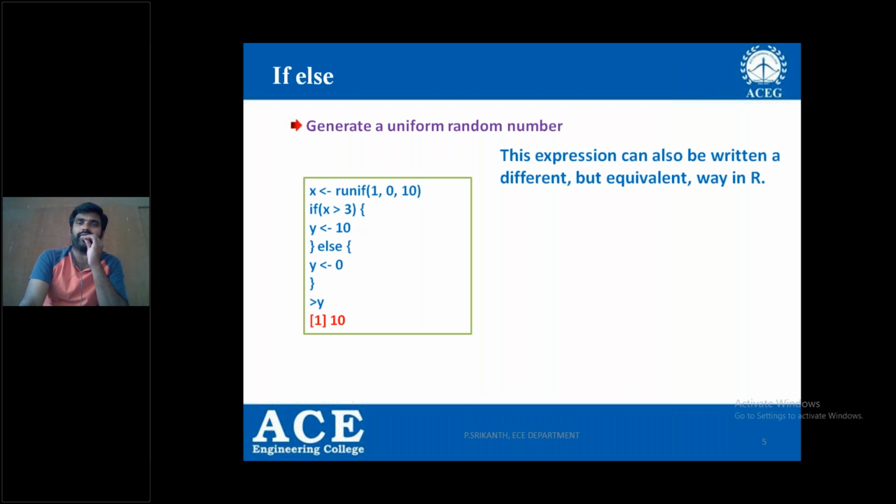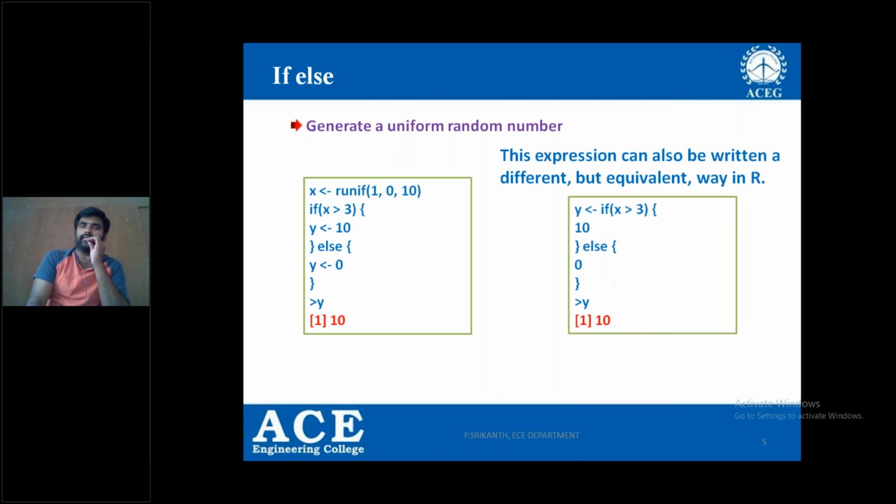The expression can also be written in a different way. Simple code. If y is assigned with what value, the condition is checked and it is assigned 10. If the condition is not satisfied, assign 0. That is a simple way to write the code. These two are using the control structures only, but the code is written in different ways.